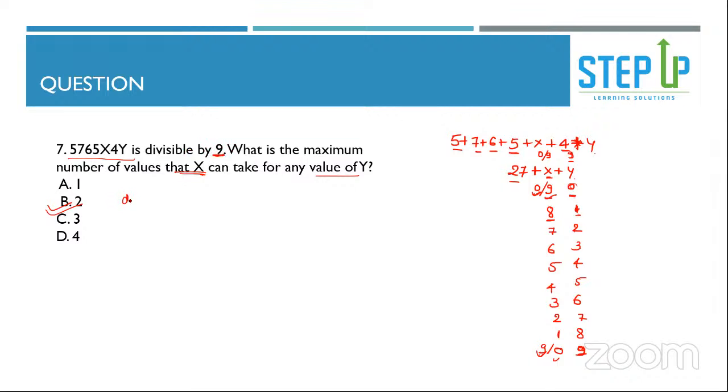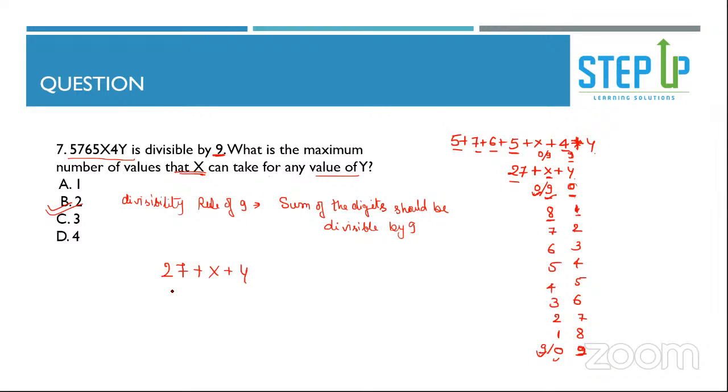Now we have discussed the divisibility rule of 9. The sum of the digits should be divisible by 9, right? So when I add all this, I'll get 27 plus x plus y. If I'm taking the x value as 0, the y value could be 9 or 0. It will be divisible by 9.